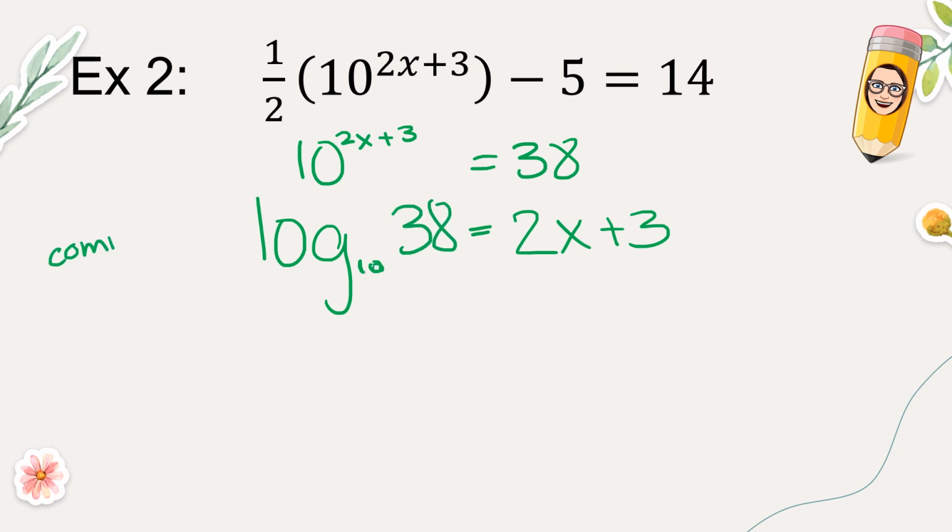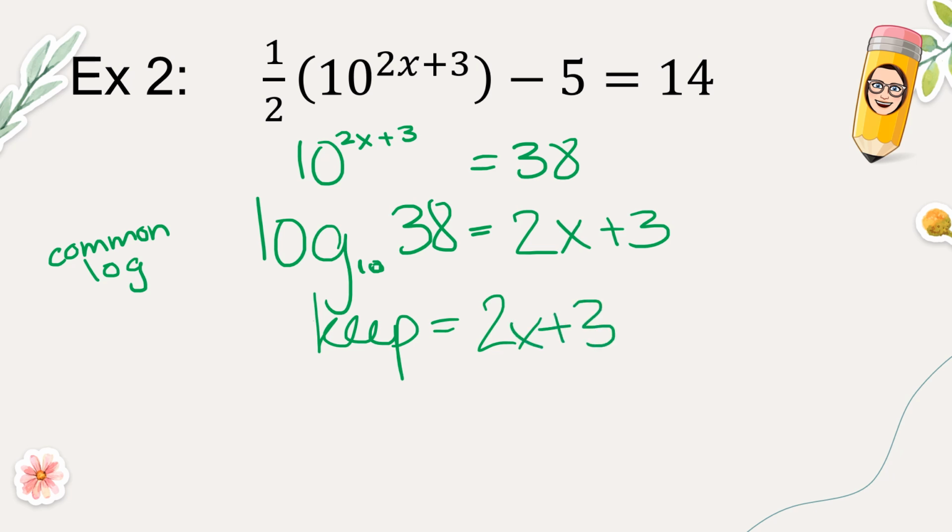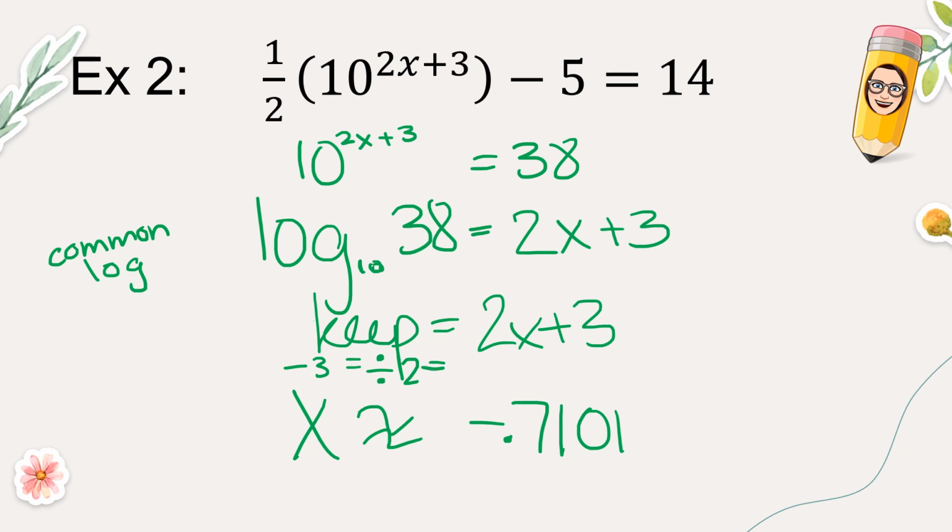This is common log. So on your scientific calculator, you could just type log of 38. Same with graphing calculator. If you just use the log key that's present, you can do log of 38, enter that. It's going to get you crazy decimal. Keep it in your calculator. And then minus 3 from it equals, and then divide by 2 equals. You need to know your order of operations. X is going to be approximately negative 0.7101. So minus 3 equals, divide by 2 equals. Make sure you're comfortable with how to use that in your calculator.